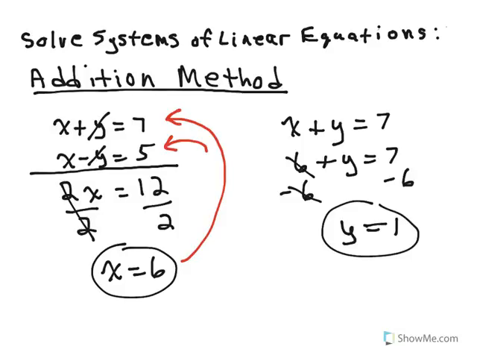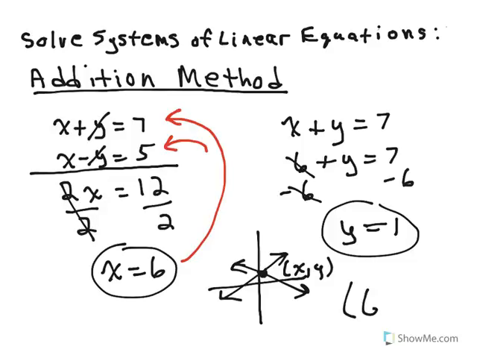Now when you solve a system of equations, what you're really looking for is the point of intersection. If you were to graph the two lines, you would be finding that point of intersection. And that point of intersection has coordinates x, y. So in this problem, our solution is the coordinates 6, 1, the set of coordinates for the point of intersection.